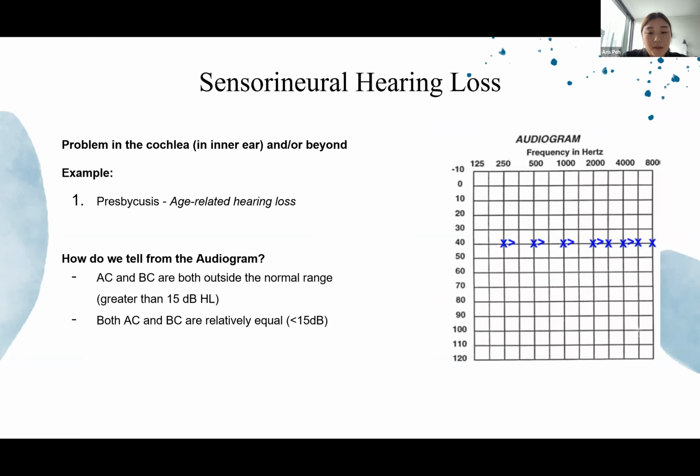Yep, and sensory neural hearing loss is when there is a problem in the cochlea in the inner ear or beyond. An example of a sensory neural hearing loss is age-related hearing loss, also known as presbycusis. From the audiogram, we identify a sensory neural hearing loss when both the air conduction and bone conduction thresholds are outside the normal range, and both the air conduction and bone conduction values have a difference of less than 15 decibels. So we can see an example on the right here, which shows the sensory neural hearing loss because both air conduction and bone conduction thresholds are outside normal range and have a difference of less than 15.